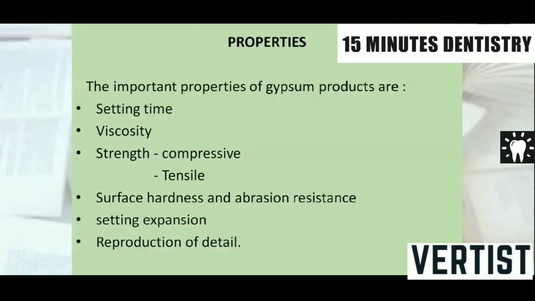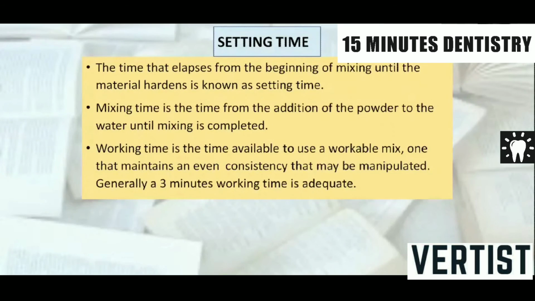What are the properties that will be required? You require a sufficient setting time. You require a proper viscosity for the material. Strength has to be there, in compression and in tension. Surface hardness and abrasion resistance are needed so that it does not get easily abraded. Setting expansion should be there for certain materials, to compensate the casting shrinkage, and it should produce detail in the cast when you are pouring the impression material.